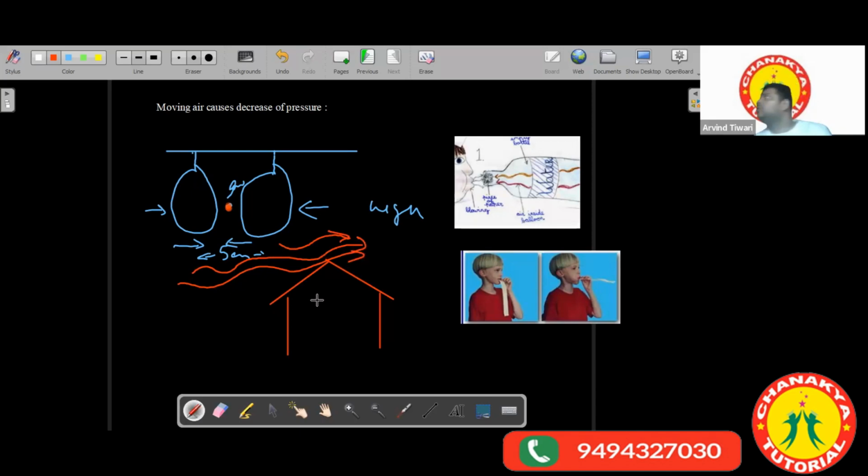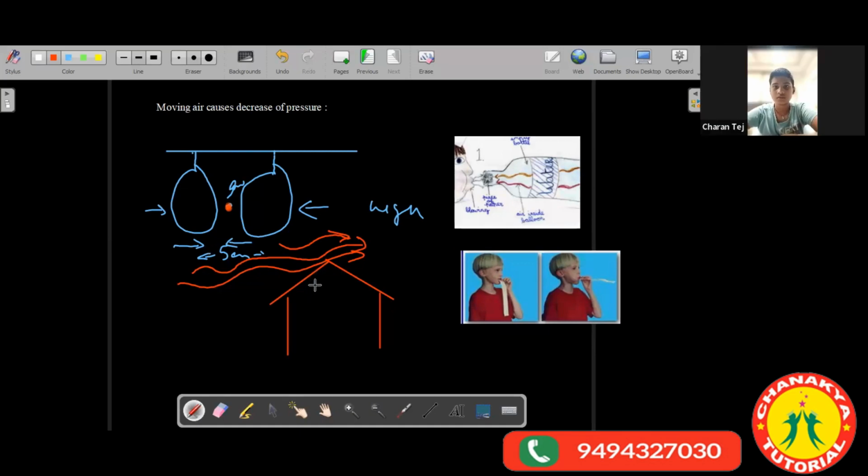So, what do you think will happen? Have you ever observed that the thatched roof moves away? It is blown away by the fast moving air? Yes? Yes, sir.